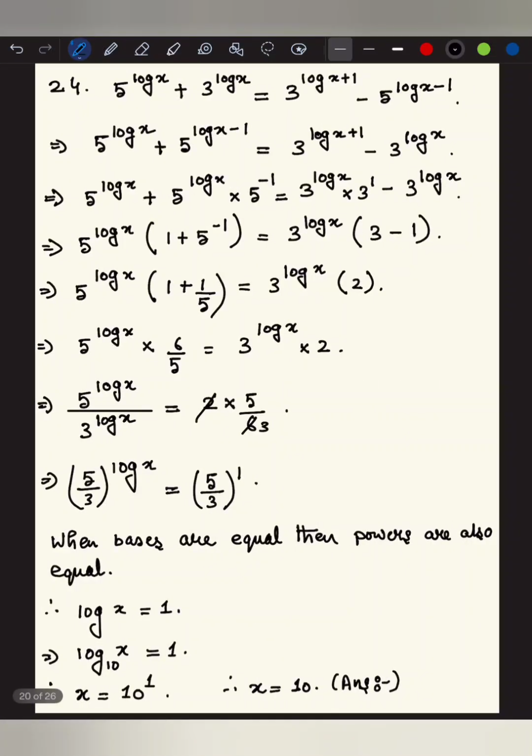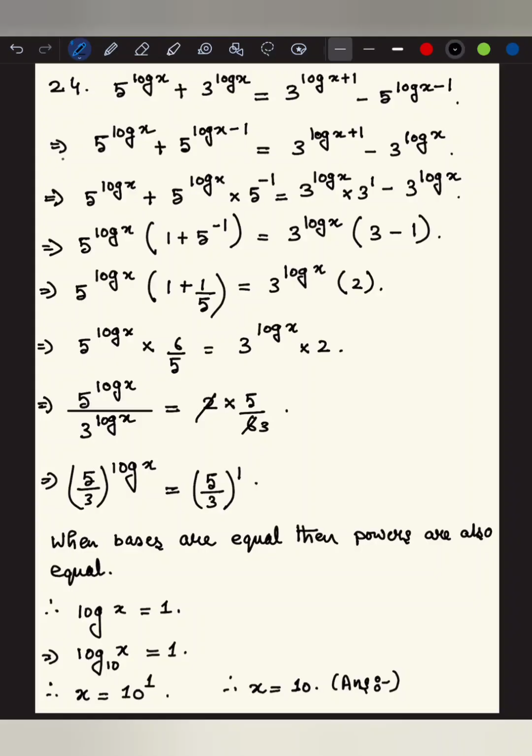Okay, let's come to question number 24. Here it is given 5 to the power log x plus 3 to the power log x equals 3 to the power log x plus 1 minus 5 to the power log x minus 1. I have just rearranged this. I have taken this 5 to the power log x minus 1 to this side and 3 to the power log x to this side.